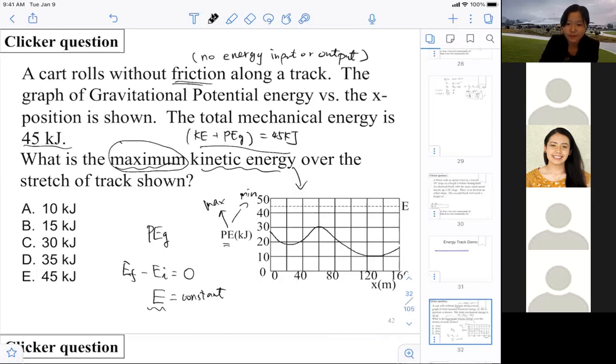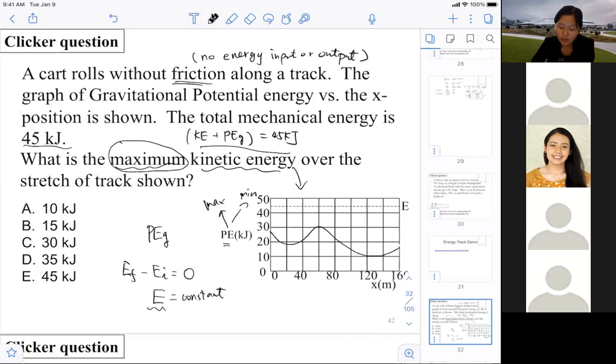Well, when potential is equal to zero, that's when kinetic energy will be at the max. But when potential energy is at its max, that means that kinetic will be at zero. But we never truly know. I guess from this example, the max kinetic energy, I think, would be 30.